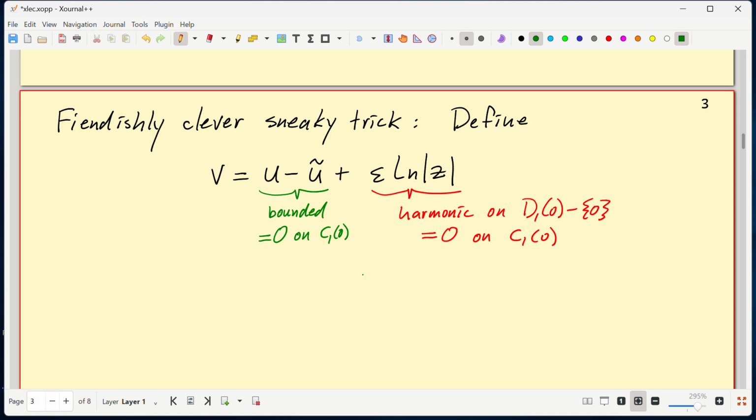Okay, so let's see. Here's the aha. V is harmonic on the punctured disk. We know u and log mod z are harmonic on the punctured disk, and u twiddle is harmonic on the whole thing, because it's a Poisson integral. So v is harmonic on the punctured disk. That's number one. V is identically 0 on the unit circle.